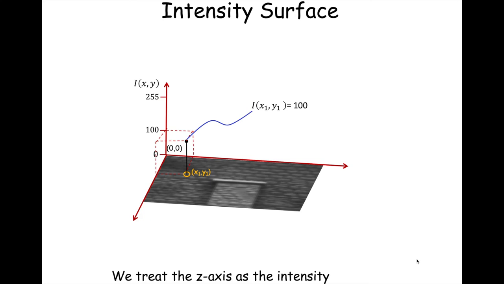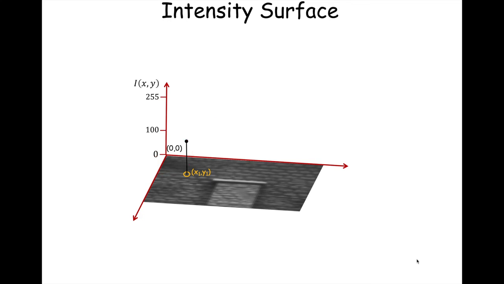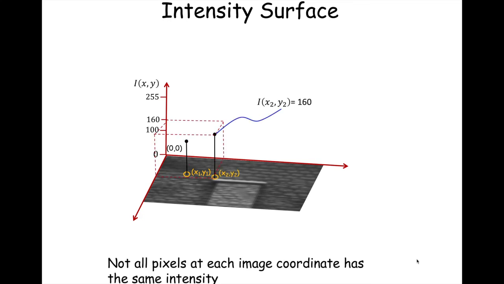So now, of course, this z-axis or third axis we treat as the intensity axis. And if you have an intensity at pixel x1, y1, and every pixel has an intensity, well, let's take a look at the next pixel. So let's say at pixel x2, y2, what if that had an intensity value? And I'm just making up these values of 160, right? So that would mean, as far as the intensity axis is concerned, we go higher up, we mark 160 on the intensity surface associated with this image coordinate x2, y2.